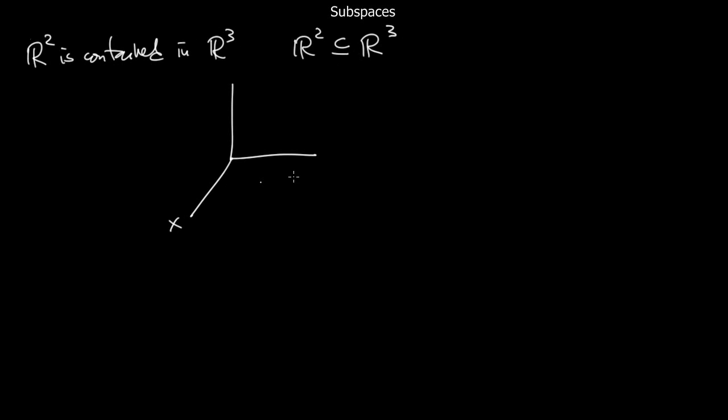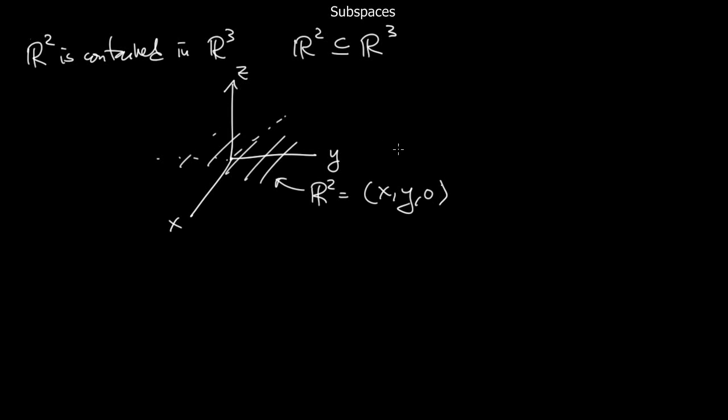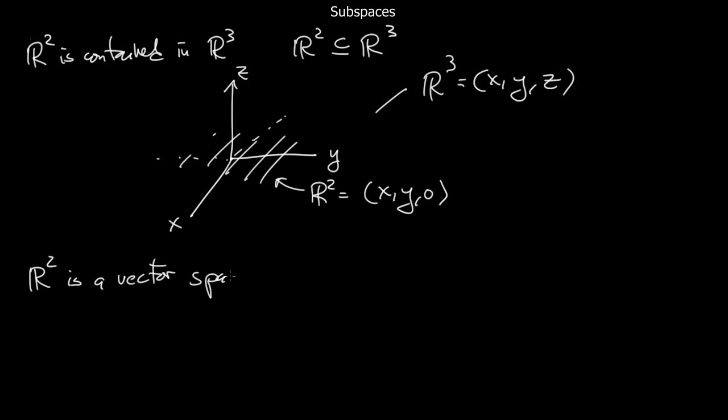Okay, welcome back. This is going to be a very brief lecture on subspaces, following up on the previous lecture about vector spaces. So the basic example is that R2 is contained in R3. The XY plane is R2, and R3 is the XYZ space. R2 can be thought of as sitting inside R3 by taking just the xy coordinates and taking the third coordinate to be 0. So R2 is a subset of R3, and this is a basic example of a subspace.